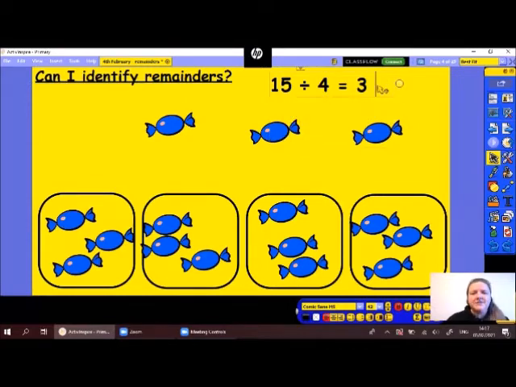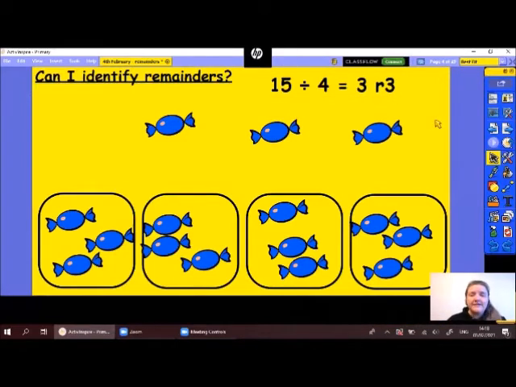So mathematicians came up with a shorthand. This is what's called a remainder. When you have some left over, it's called a remainder. So what they do is they write 3 because that's how many each group has. And then they just write R for remainder and how many they've got left. So we've got 15 divided by 4 equals 3 remainder 3. That means you can have 3 each and then there are 3 left over. That's all a remainder is. It's just what's left over afterwards.